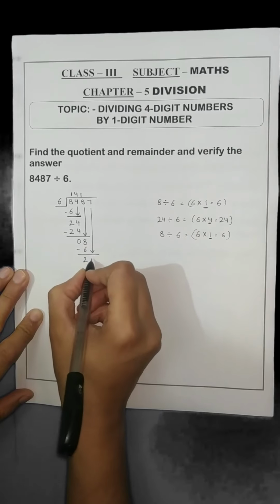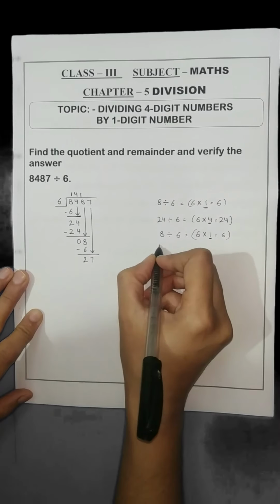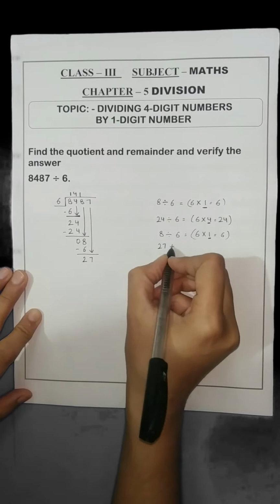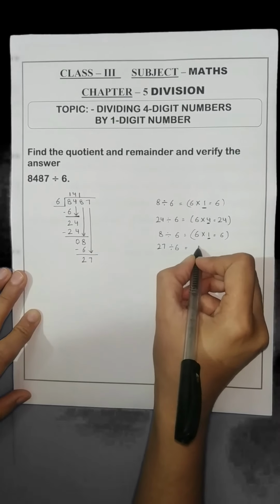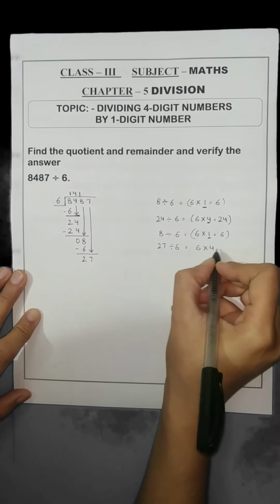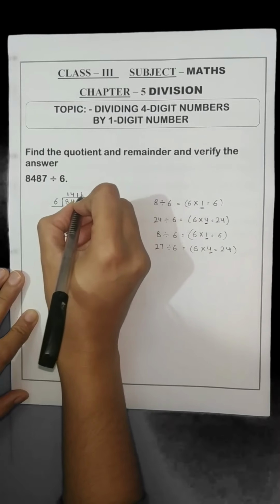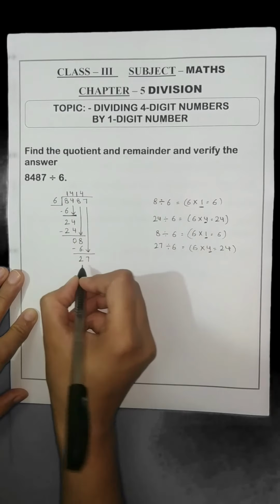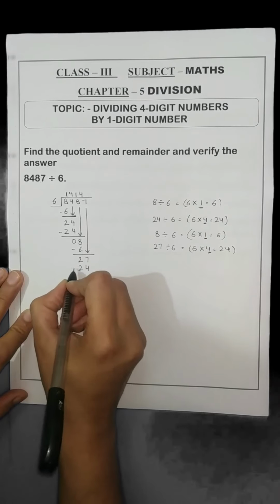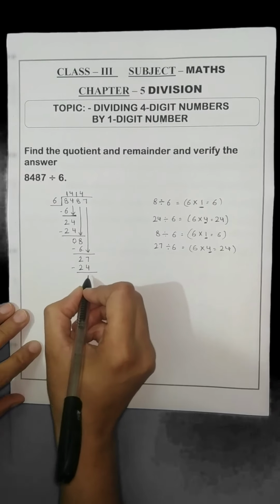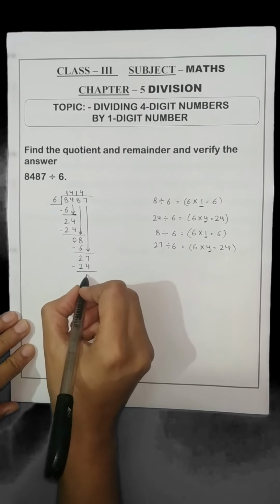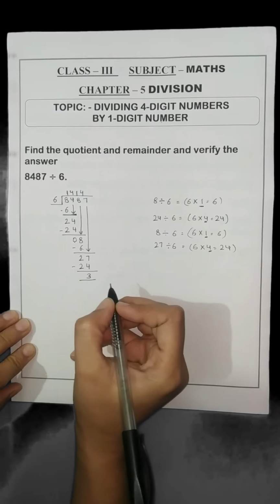Bring down 7 from ones place. 27 divided by 6. 6 4s are 24. So we'll take 4 as a quotient and 24 will come here. After subtracting, we will get 3 as a remainder.